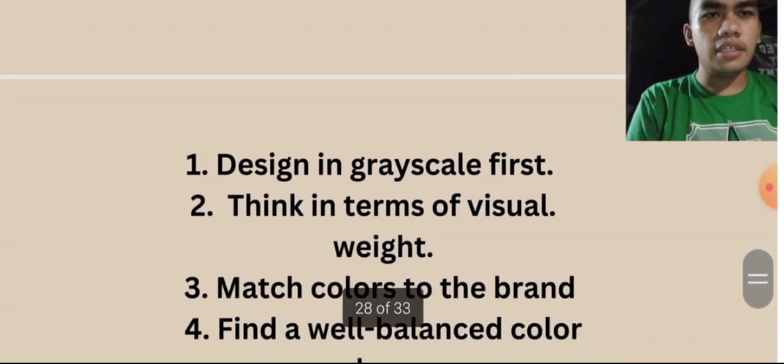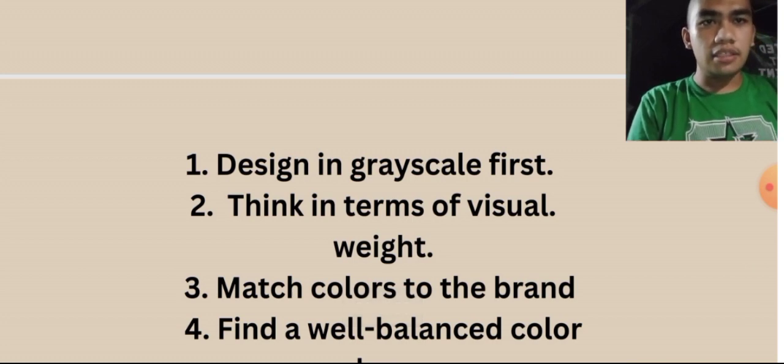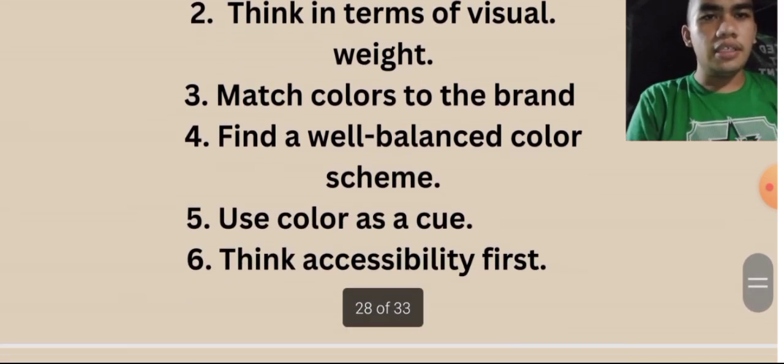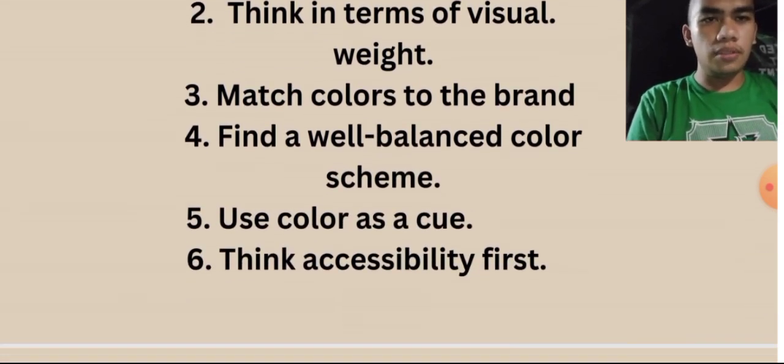One, design in grayscale first. Two, think in terms of visual weight. Three, match colors to the brand. Four, find a well-balanced color scheme. Five, use color as a cue. Six, think accessibility first.